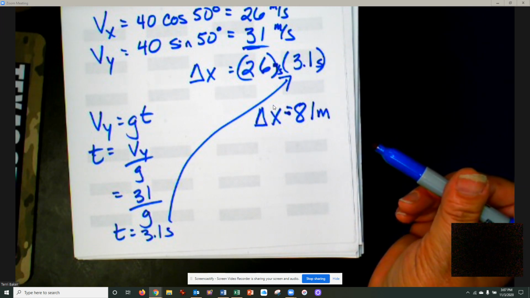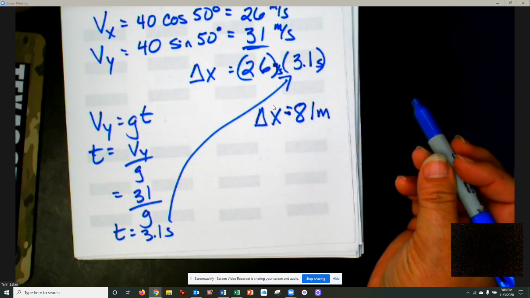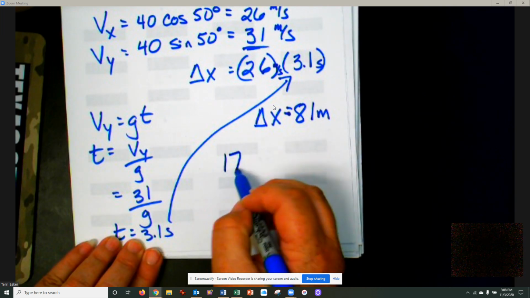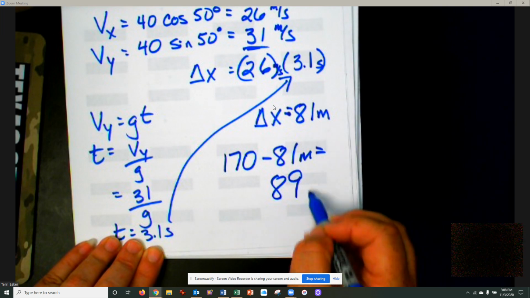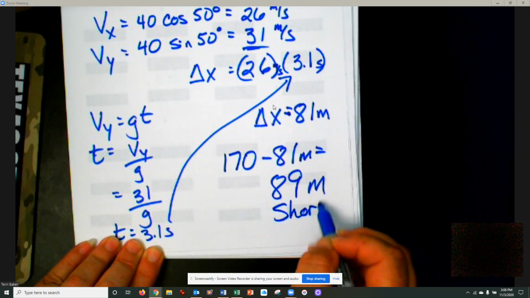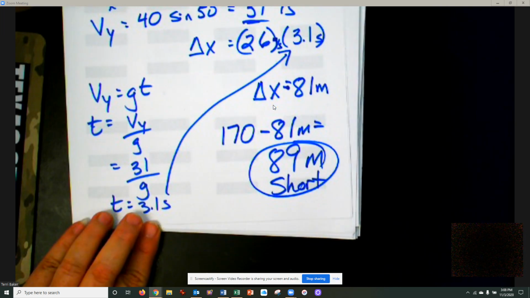The flag is 170 meters away. So it is 89 meters short of the flag.